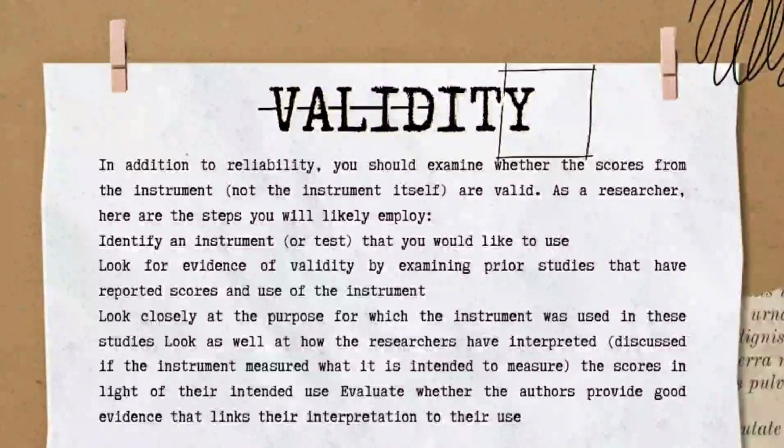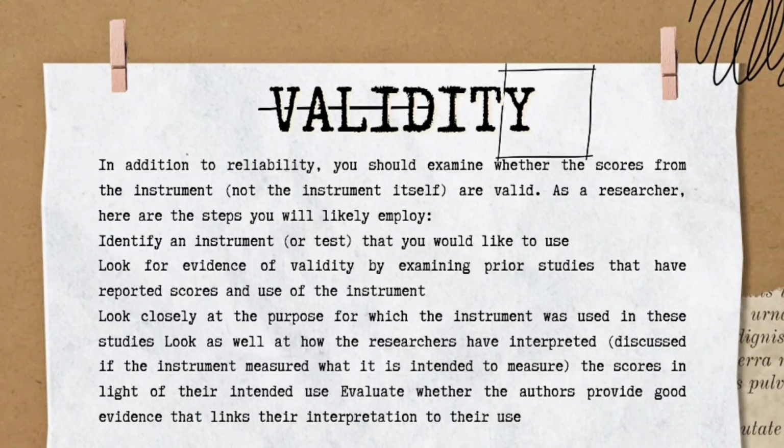Here is how researchers assess the validity of the instrument. When choosing an instrument, the first step is finding one relevant to your research. Also, examining past studies. Researchers look for evidence of validity in past studies that used the instrument, where they check how the instrument was used, how researchers interpreted the scores, did they believe the instrument measured what it was supposed to, and whether the authors provided convincing arguments linking their interpretations to how they used these scores.